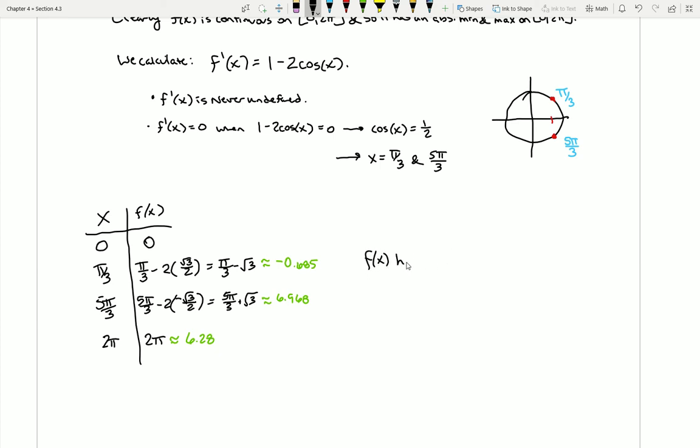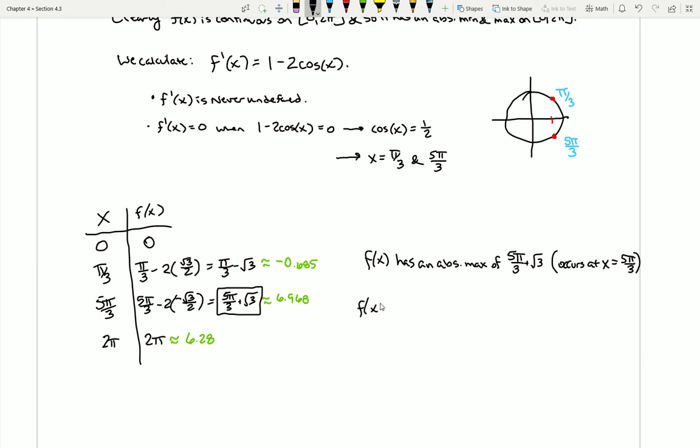I can see here that f of x has an absolute max of, and the biggest y value here apparently is 5 pi over 3 plus the square root of 3. Notice I need to still state this value exactly here because that is the value that's hit. Of course, I know when that occurs. I'll put that in here as well. This occurs at x is equal to 5 pi over 3.